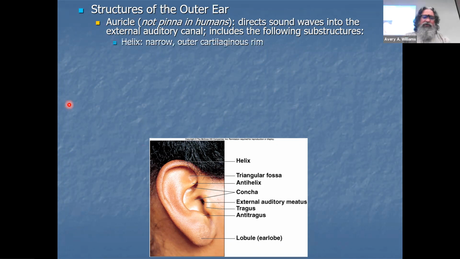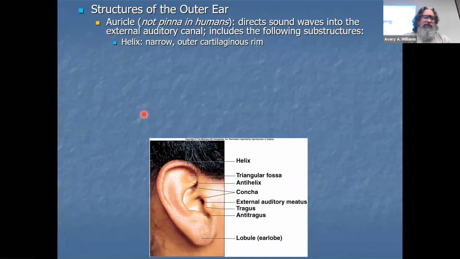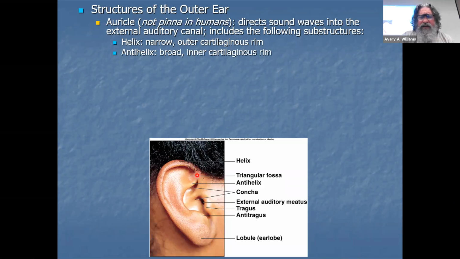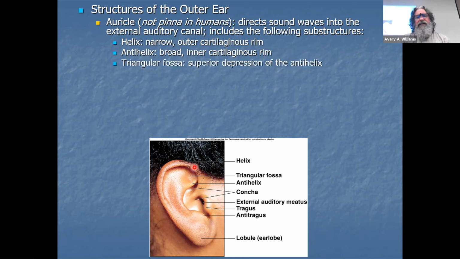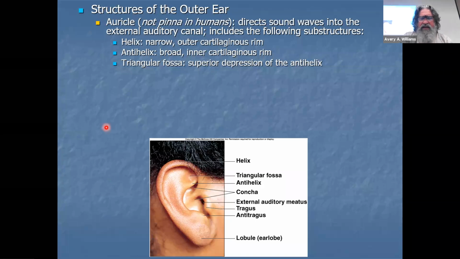Here I have some structures worth noting associated with the auricle. For example, the helix. The helix is this outer cartilaginous rim of the auricle. And then in from that is the antihelix, the broad inner cartilaginous rim. So you got right here, helix, antihelix. A triangular fossa. It's like the base. You can almost see where the antihelix comes down. It kind of splits into two. But right there is bone. Of course, it's skin covering bone, but it's like the depression at the base of the antihelix.